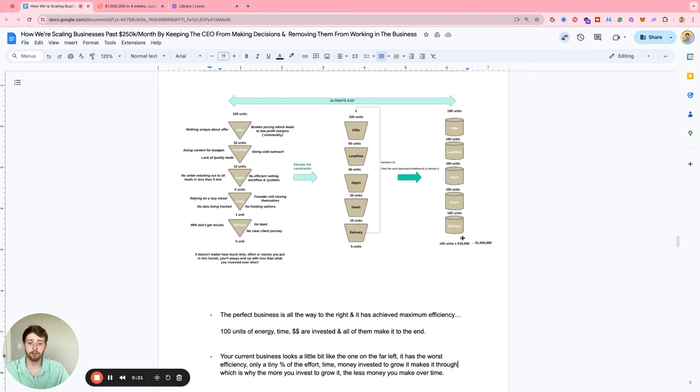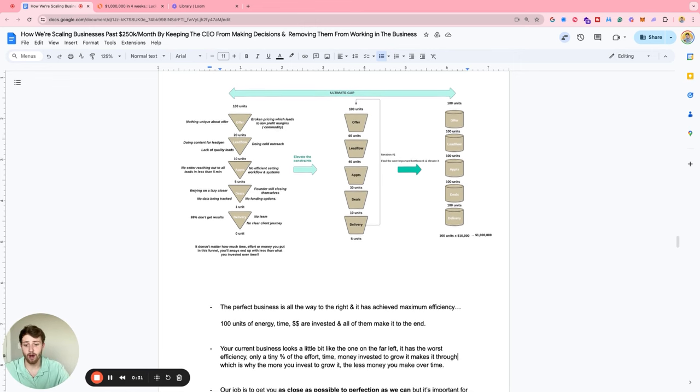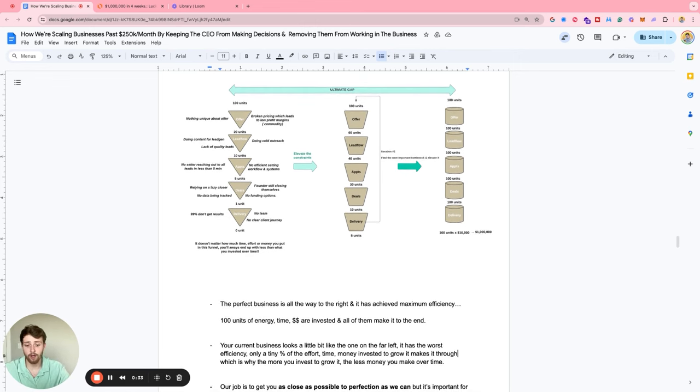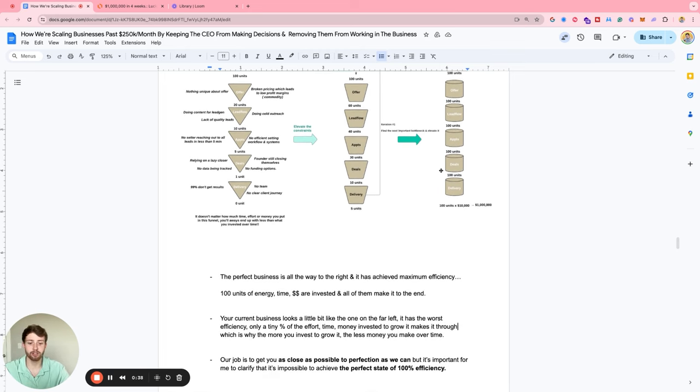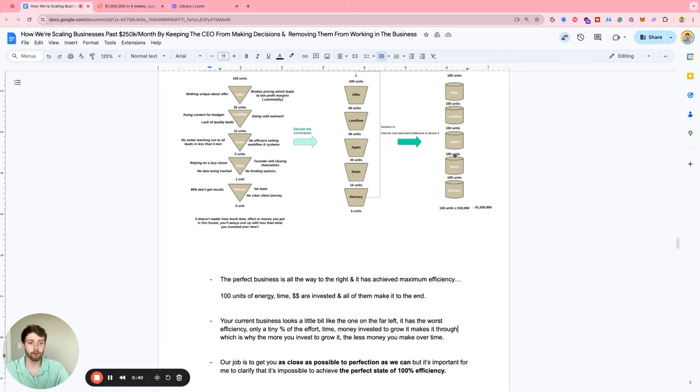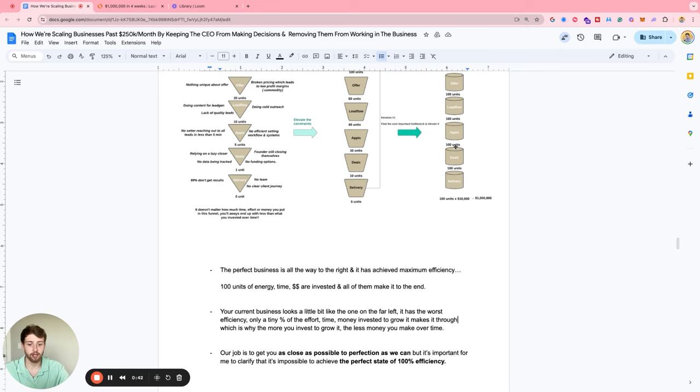And your business probably looks a little bit more like the one over here on the far left. It has the worst efficiency, only a tiny percent of effort, time, and money invested to grow it makes it through, which is why the more you invest to grow it, the less money you actually make over time, okay? And our job is to get you as close as possible to the one right over here, where you're at maximum efficiency.